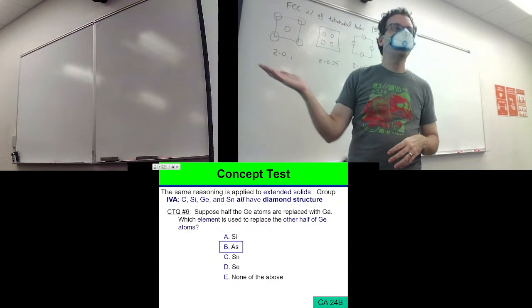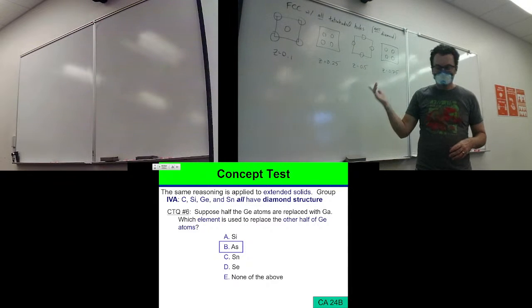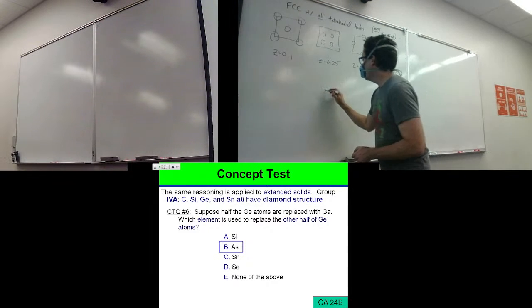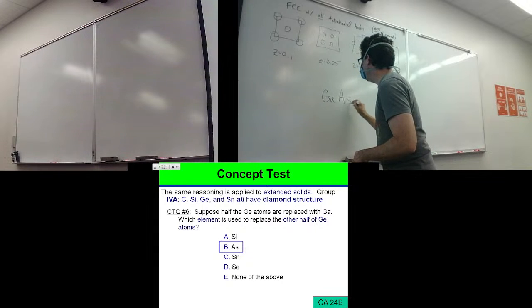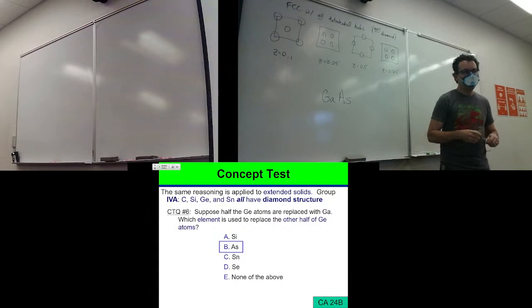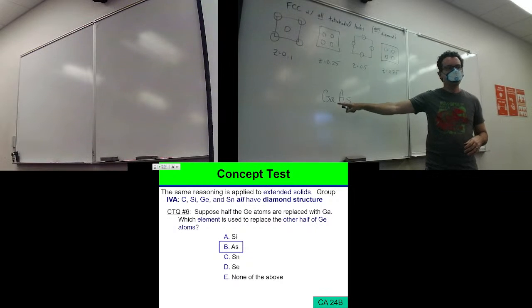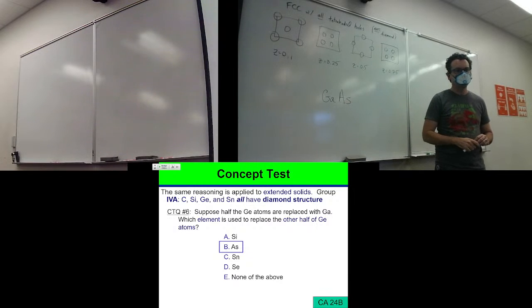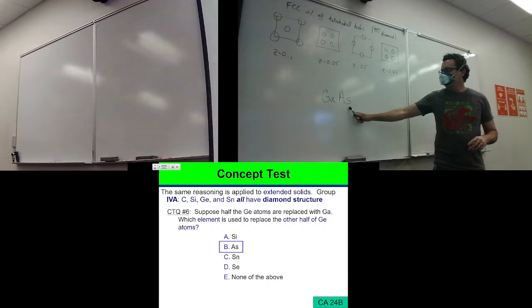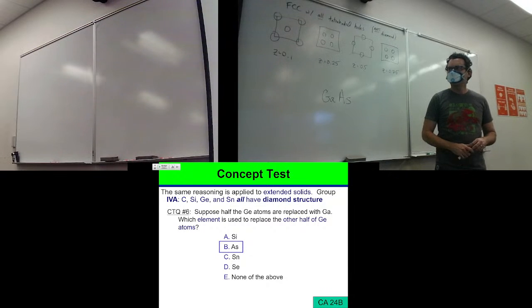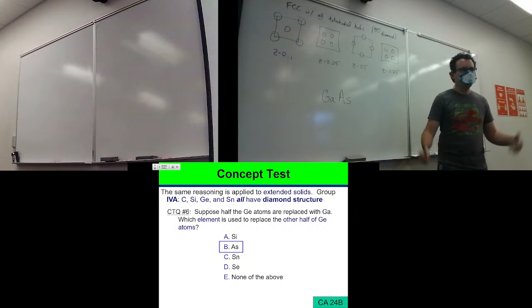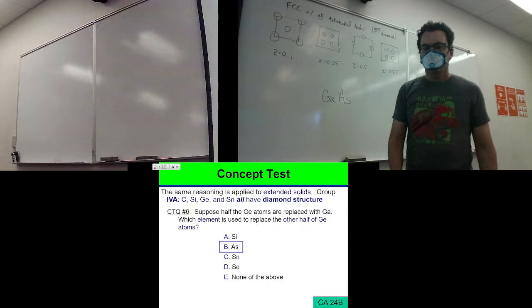It's called gallium arsenide, GaAs. And that theoretically should have the same crystal structure as diamond, because on average, this has 4 valence electrons still. And this is actually what's in red LEDs. This is the compound we make LEDs out of. This is a perfect semiconductor for that.